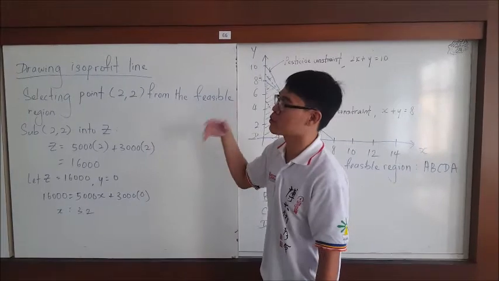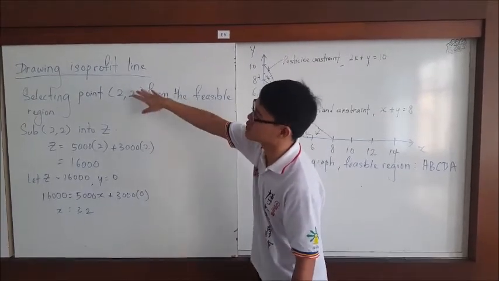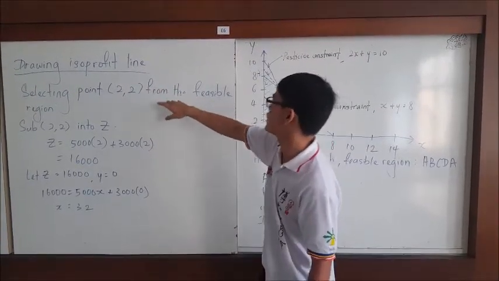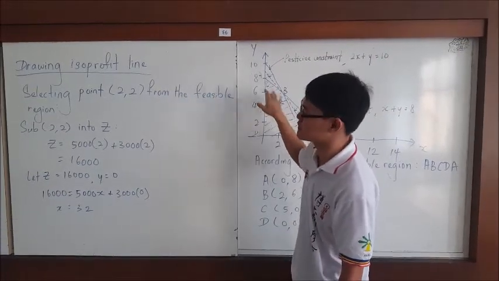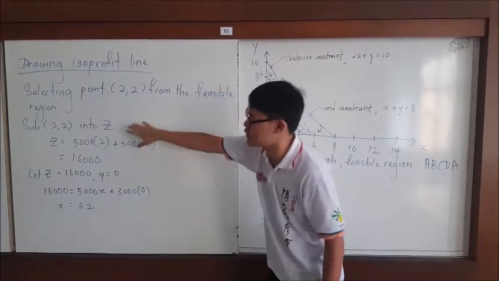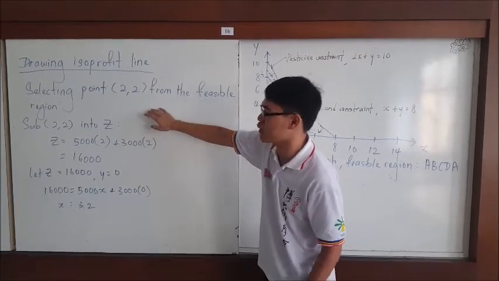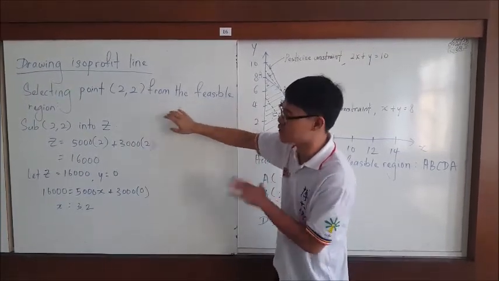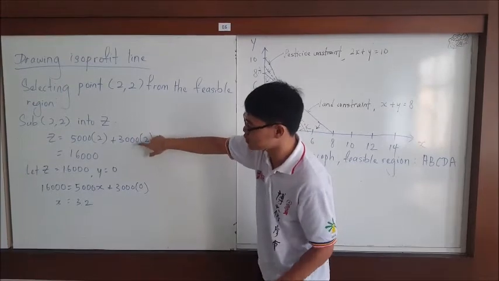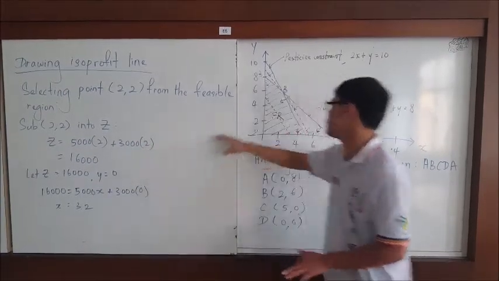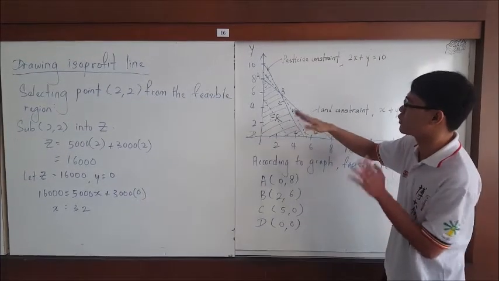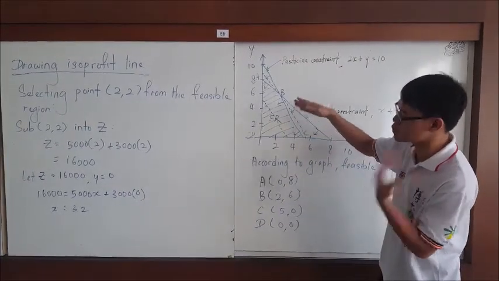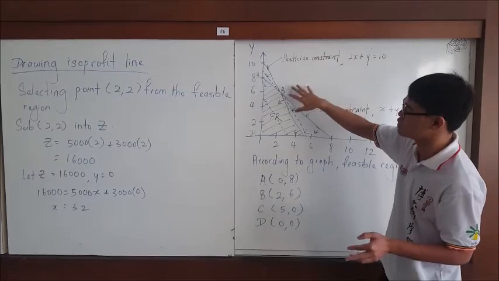Instead of using the simultaneous equation method, we can use the method of drawing an isoprofit line. For this method, we randomly pick one point from the feasible region and substitute the point into the profit equation. Why do we need to do so? Because we need 2 points to draw the isoprofit line. So we do so to get the coordinates of the second point. This one is the first isoprofit line that we draw, and after that we need to draw the second isoprofit line, which we use to locate the best solution from the graph.